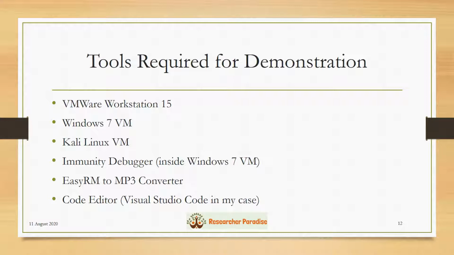and Immunity Debugger inside Windows 7 VM in order to decode and understand better the exploit codes that we are sending and help us better craft them to make it perform whatever function we want it to perform. For code editing, I have used Visual Studio Code as it is very convenient to me. However, you are free to use any other code editing software as per your choice.